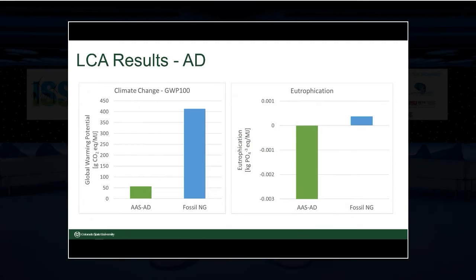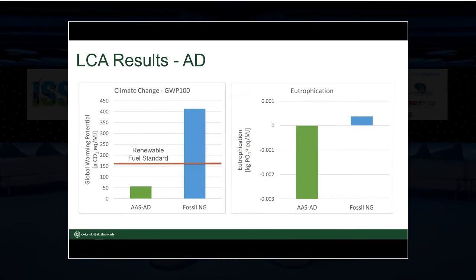We'll now go over the key LCA findings. Again, for the sake of time, we'll only be discussing the anaerobic digestion system. For this water quality integrated biofuel system, climate change and eutrophication are the most important indicators to consider. If you remember, the anaerobic digestion system produces bio-compressed natural gas, so we need to compare ourselves to the alternative, fossil natural gas.